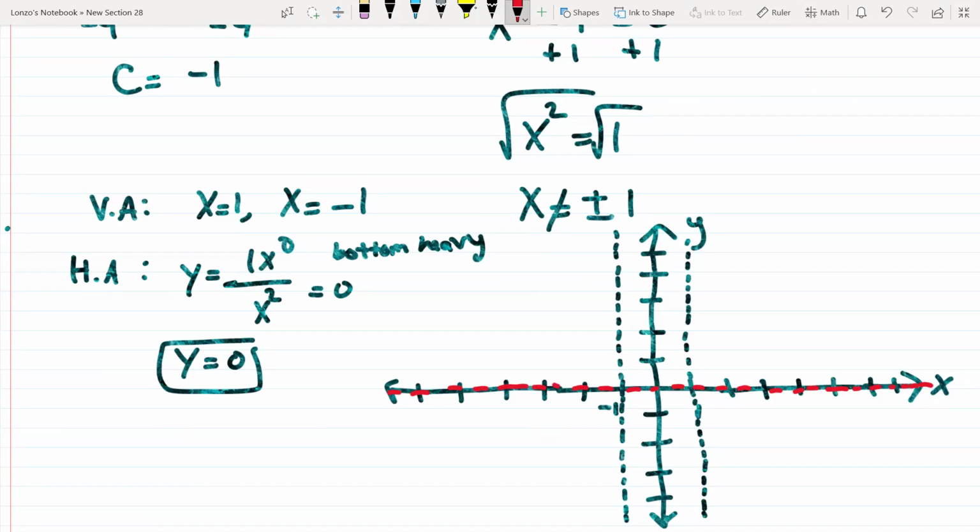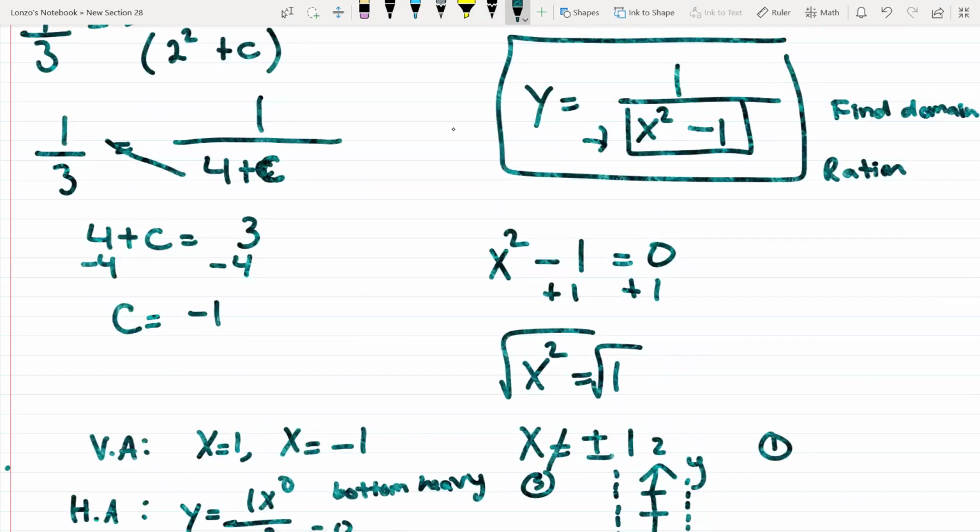Then what you could do is plug in some points. We have to test the right, the middle, and the left. Let's test a point. We can't use the x value 1 because that is our vertical asymptote, but we could use the x value 2. Put that in your original equation. So y of 2 is 1 over 2 squared minus 1, so that is 1 over 4 minus 1, which is 1 over 3. So you have a coordinate at 2 comma 1/3, which is about 0.3.